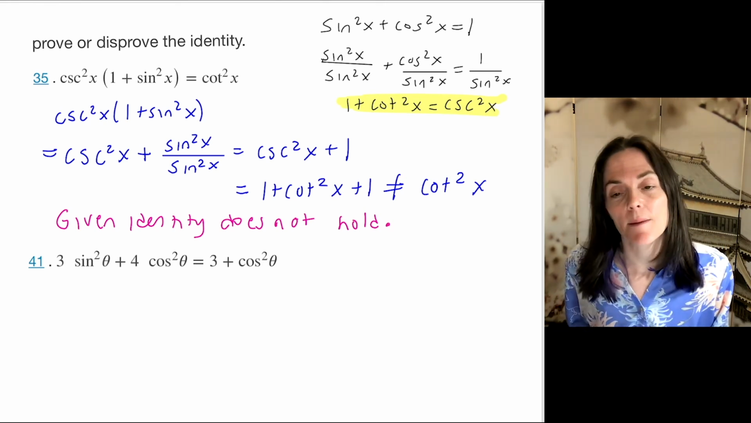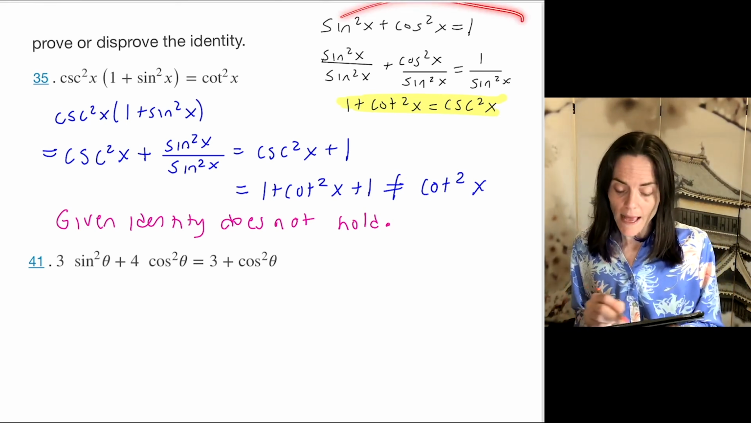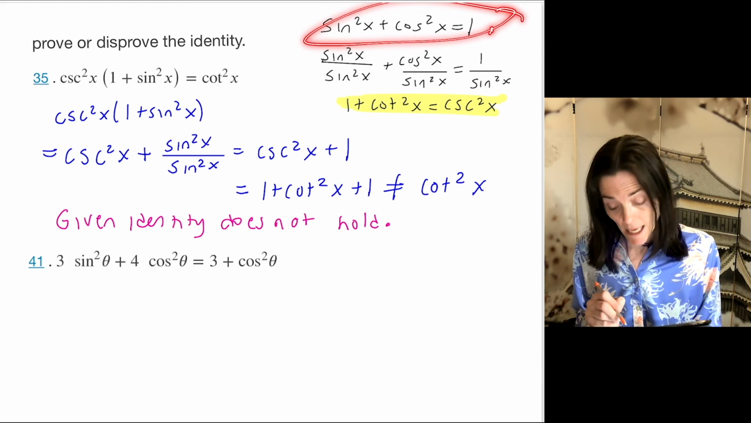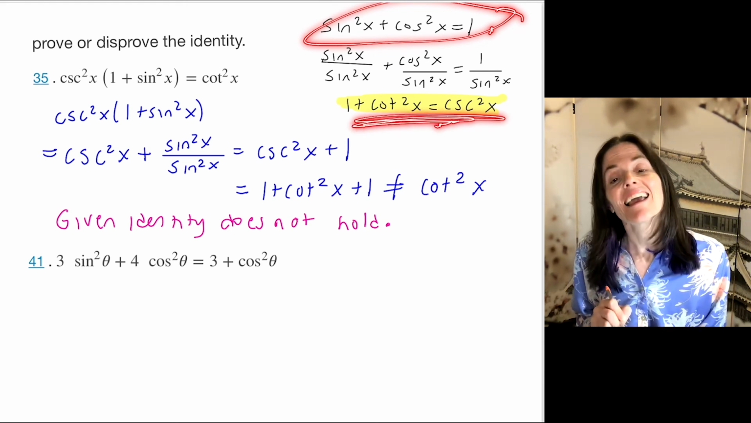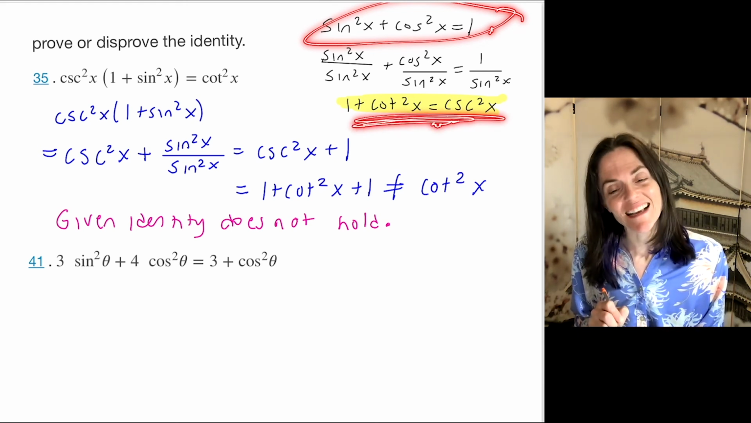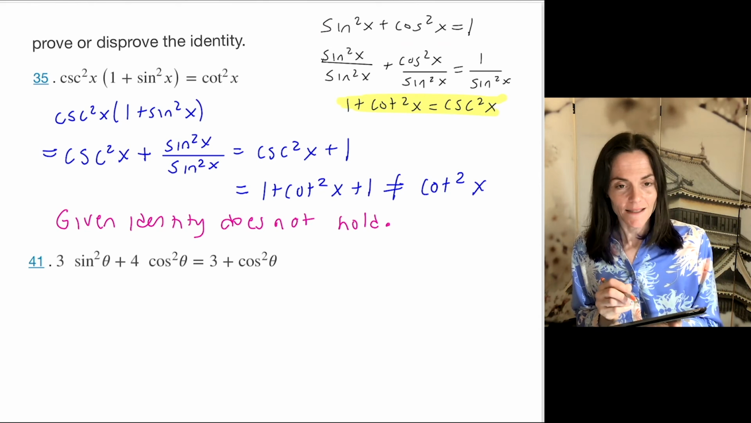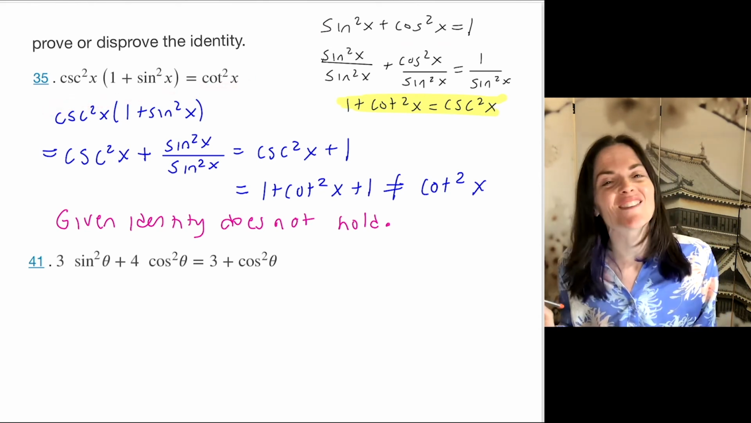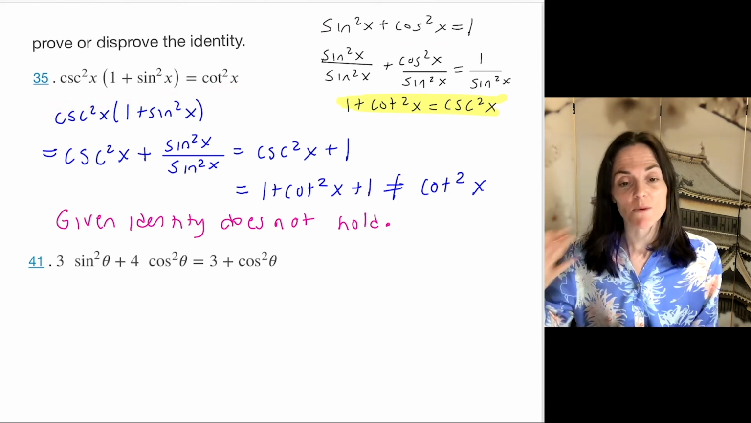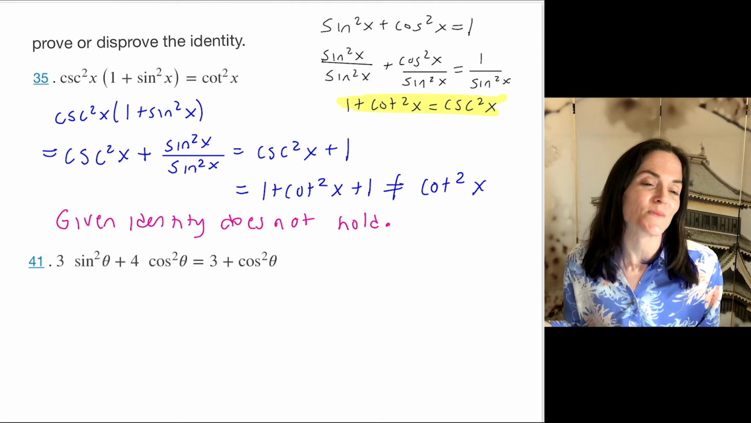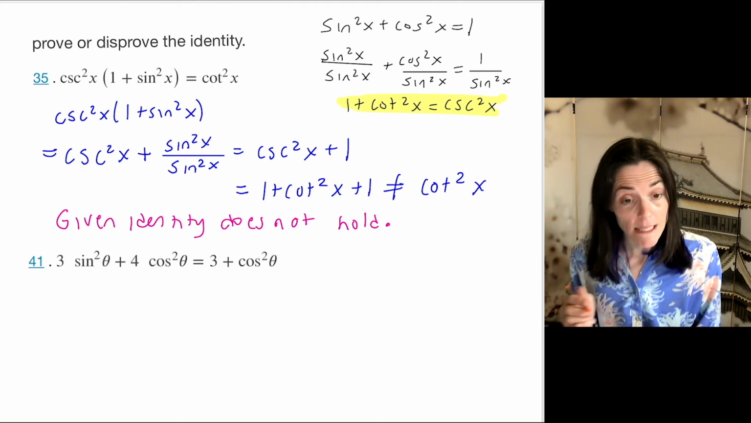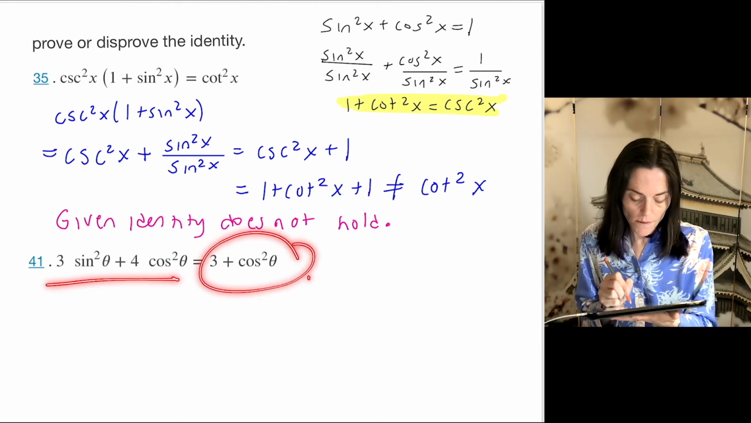I like this example because it makes us go back to this original identity and remember what the right one is, involving cosecant squared and cotangent squared. And well, this does not follow from it. Now, let's move on to the next one, prove or disprove, number 41. Is it the case that this equals this?